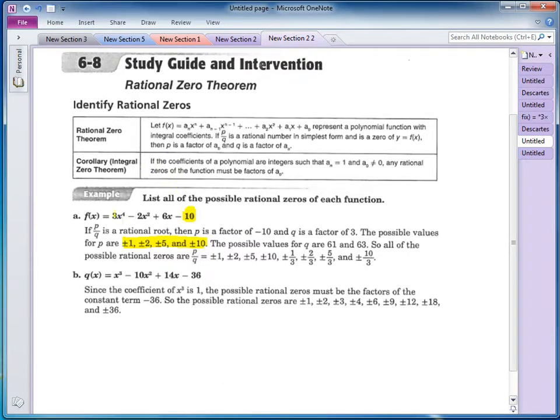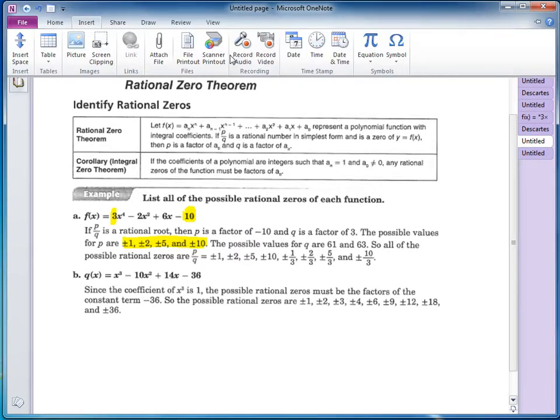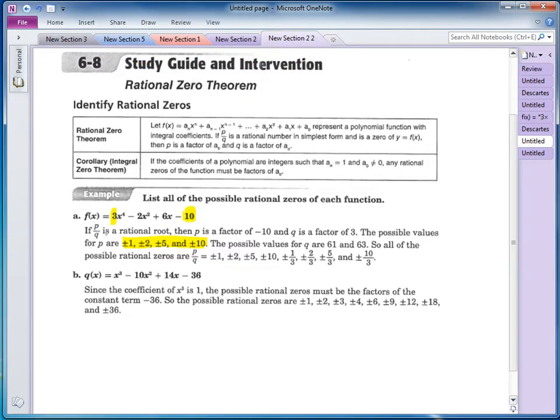And give me the first lead number, the lead coefficient. What is the number? 3. So give me the factors of 3. What are the factors of 3? 1 times 3 only, right? So I'm going to use 1 and 3 for dividing. So this one has factors plus or minus 1, plus or minus 3.